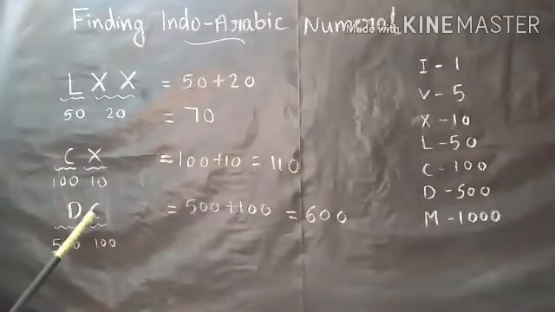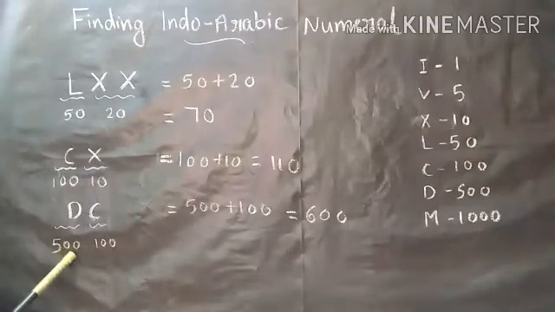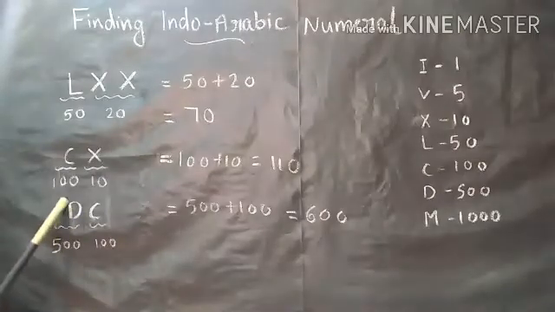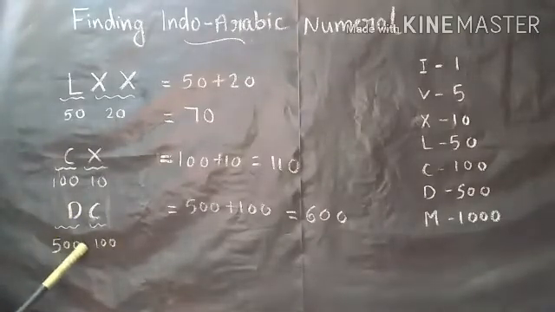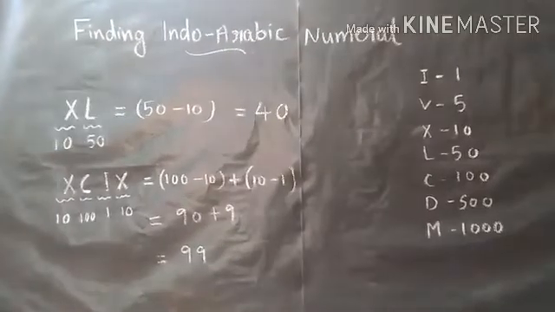Next, DC. We need to find out the Indo-Arabic numeral for this Roman numeral DC. Value of D is 500, C is 100. Smaller value on the right side of a bigger value symbol, do addition. 500 plus 100 will get 600.